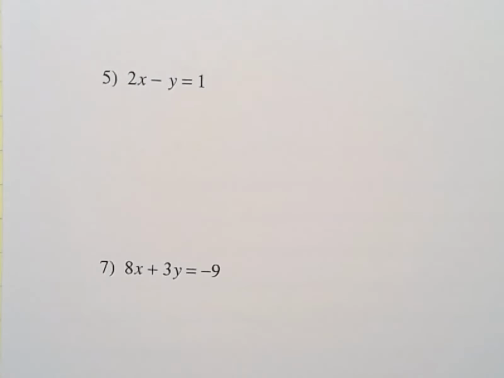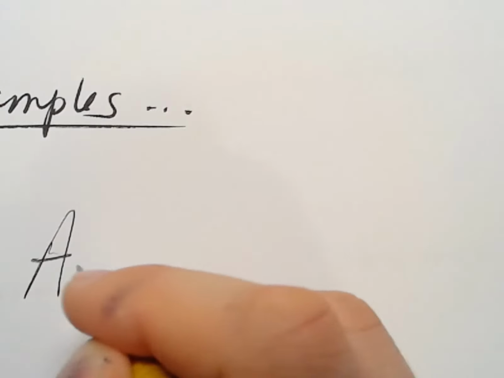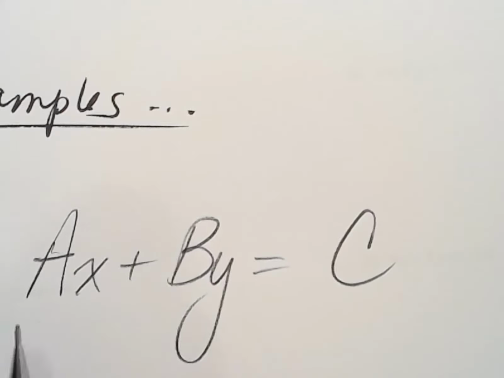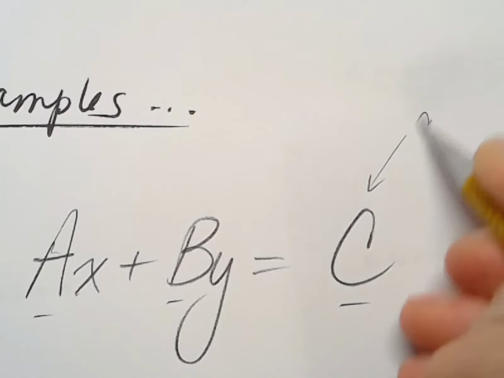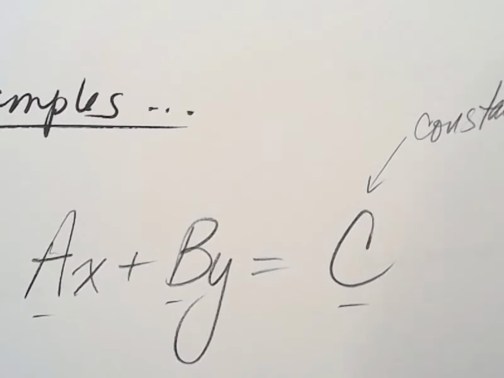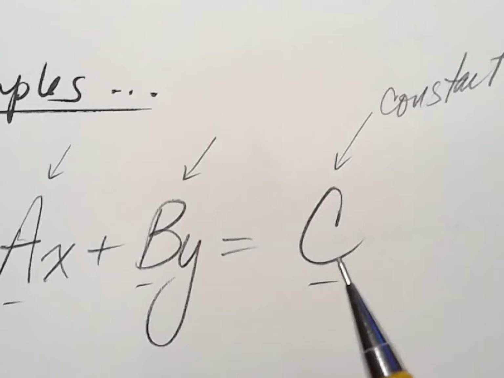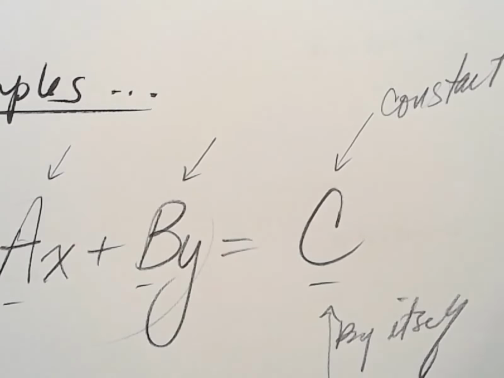lines in standard form. Maybe I should just remind everybody, standard form is Ax plus By equals C. These are capital A, B, and C, and C is a constant, of course. The A and B are coefficients: a coefficient on x and a coefficient on y, and they're on one side of the equation, and the constant is by itself. That's how we know we're in standard form.